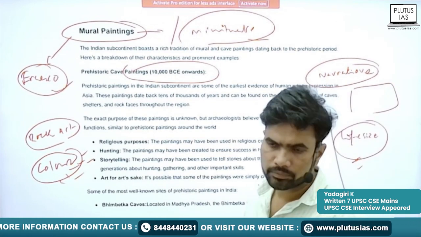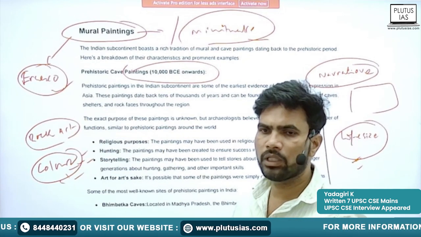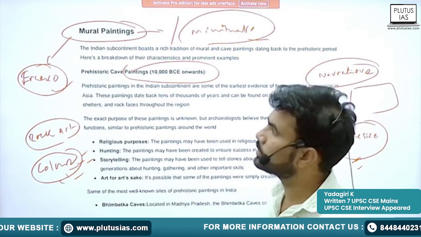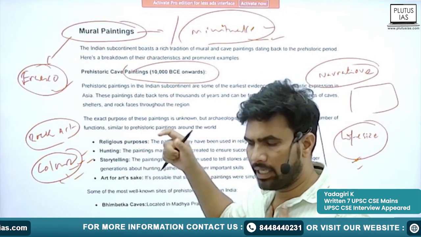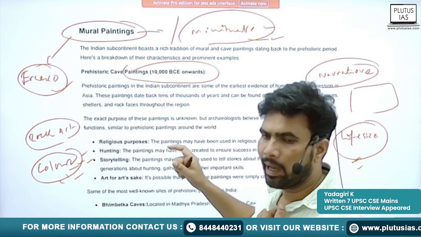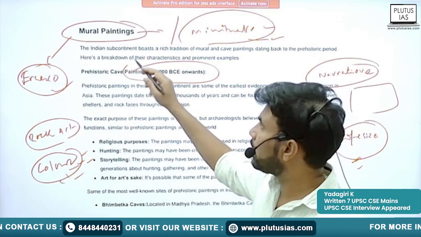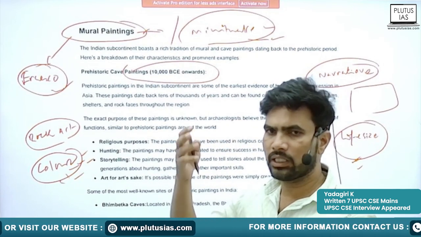Right. So this is a brief explanation of the difference between mural paintings and miniature paintings. By the medieval time, we can see miniature painting in the Indian subcontinent, and parallelly the mural paintings were also going on in the caves, etc.